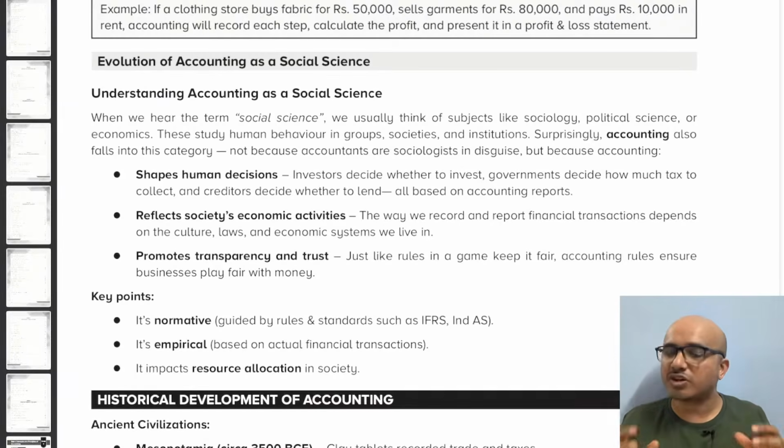So what is available? What is the most determining factor when it comes to someone investing? Of course, it will be the profitability, it will be various other things, but profitability will matter, okay? So investors decide whether to invest, governments decide how much tax to collect, and creditors decide whether to lend, all based on accounting reports. Oh my goodness. We have a huge list here. In fact, this is what I said as users of accounting information.